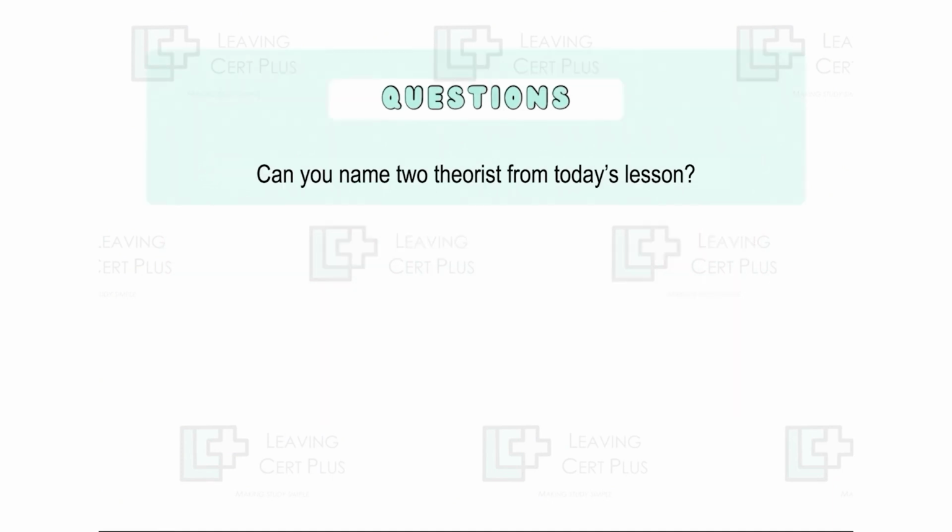Just a quick recap then on some of the aspects from today's class. So I want you to have a quick look at the first question there. Can you name two theorists from today's lesson? So overall, probably the two most important theorists that we've come across today would be Alfred Wegener, which is your continental drift, and your Harry Hess. He is linked to your seafloor spreading.